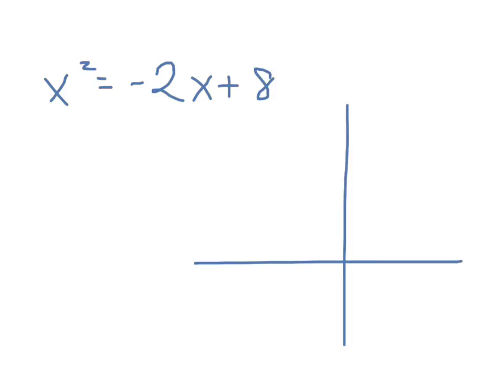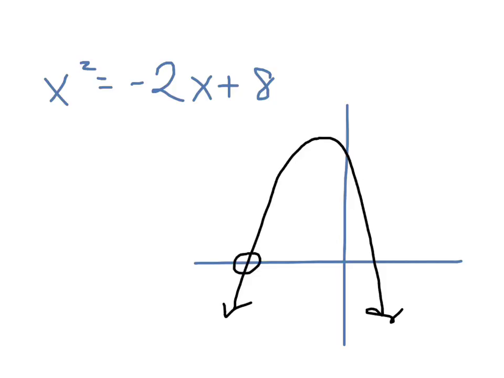Number 3 has x squared equals negative 2x plus 8. And then it gives you this picture, like so. Where does it cross there and there? Where does it cross? Negative 4, and positive 2.